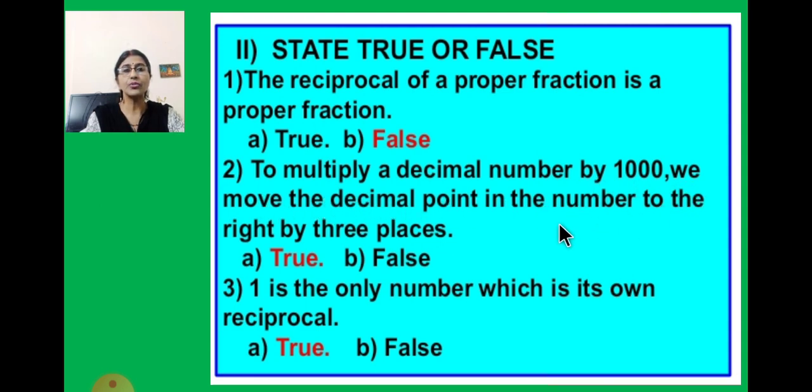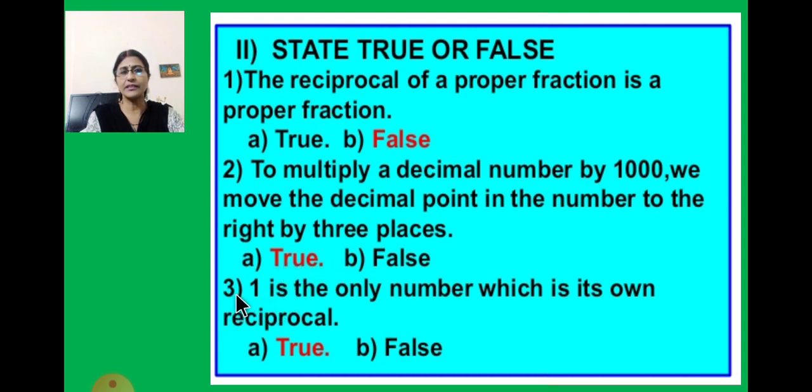Now next one, to multiply a decimal number by 1000, we move the decimal point in the number to the right by 3 places. This also I have taught you. Whenever we multiply by 10, 100 or 1000, the decimal point moves to the right side. As 1000 has 3 zeros, it will move to the right by how many places? 3 places. So this statement is correct, it is true, so we will select the true option.